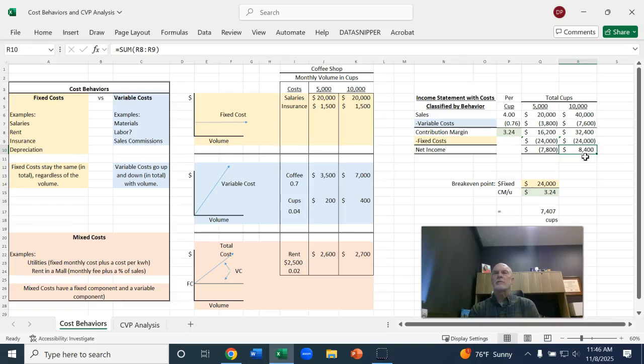Let's look at how we would figure out what that is. If you take your fixed cost, which is $24,000, and divide by the contribution margin per unit, that would tell us how many cups of coffee we have to sell in order to break even. In this case, 7,407 cups. If we plug that into our income statement, we can see that, yes, that brings our profit to exactly zero. That's our break-even point where our total sales equals our total cost.